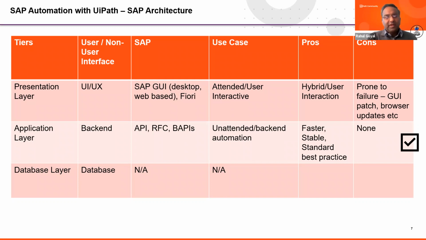When it comes to the presentation layer, we talk about end user UI UX automation, how the end user interacts, which could be a desktop or web-based GUI, and there are automations based on how the user interacts with the system. The use case I have typically seen in my company for that type of automation is when it's hybrid, attended, and interactive, where the bot starts some process, the user takes over in the middle, and then hands the remaining portion of the process back to a bot. So it's more like a hybrid user interaction. That's the benefit of that.